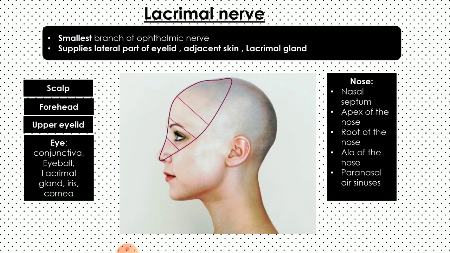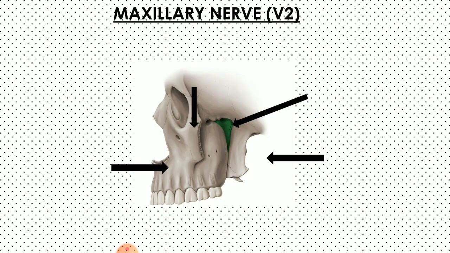So in the eye, the ophthalmic nerve mainly supplies the conjunctiva, eyeball, lacrimal gland, iris and cornea, whereas in the nose it supplies the nasal septum, apex of the nose, root of the nose, ala and paranasal air sinuses. Moving on to the maxillary nerve.